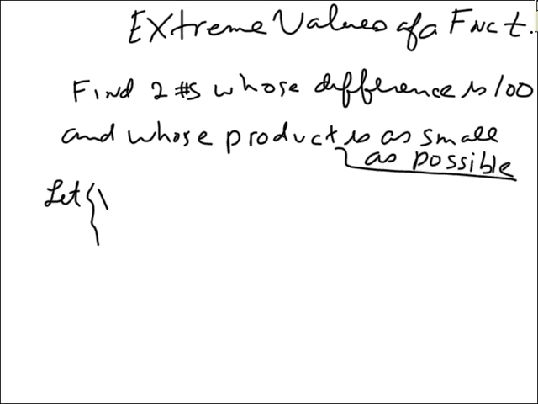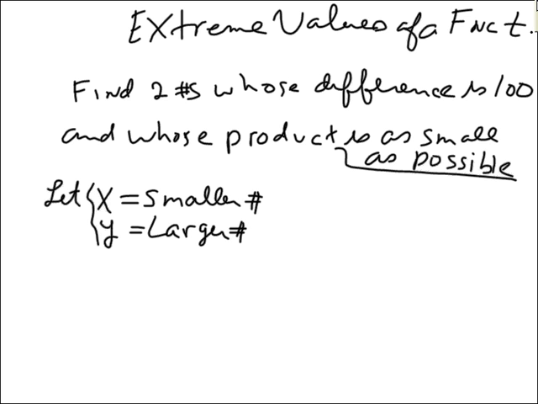Since the difference is 100, other than 0, the numbers are not the same. That means one of the numbers is smaller than the other. So let x equal the smaller number, and let y equal the larger number. We know that the larger minus the smaller is 100, and the product is x times y.